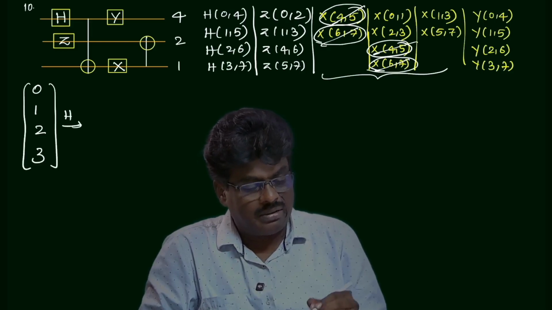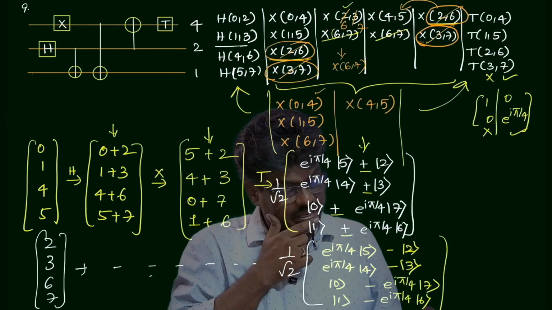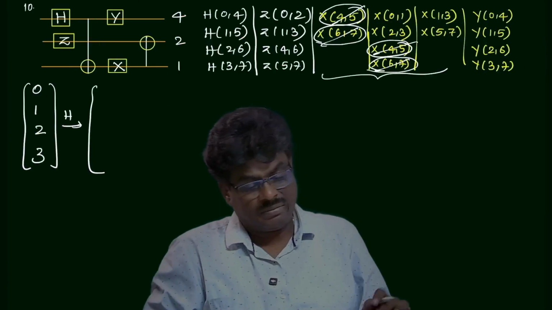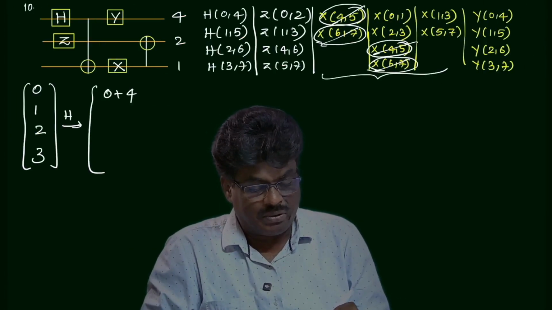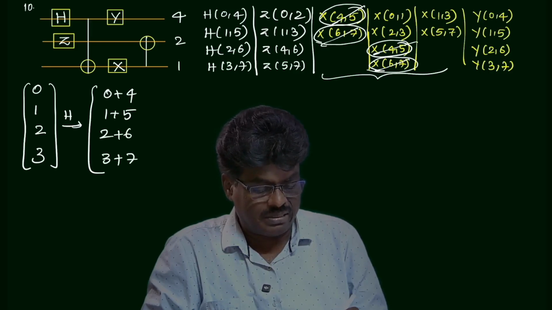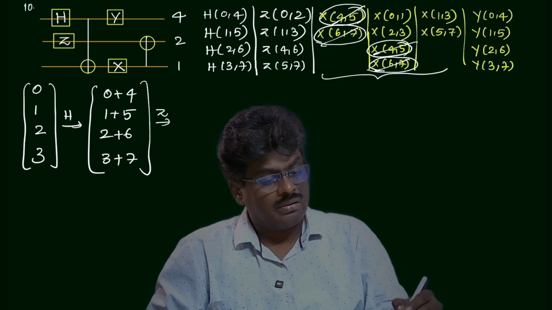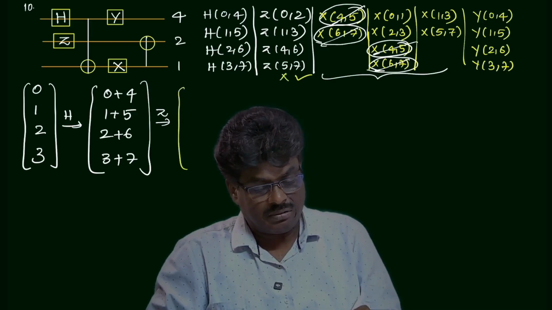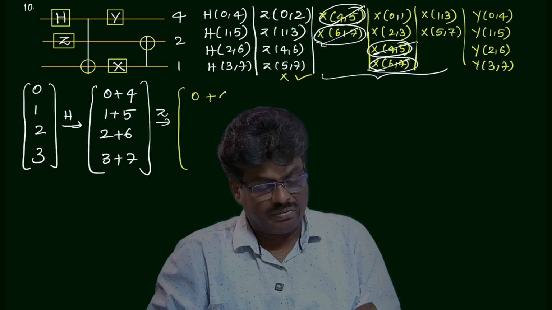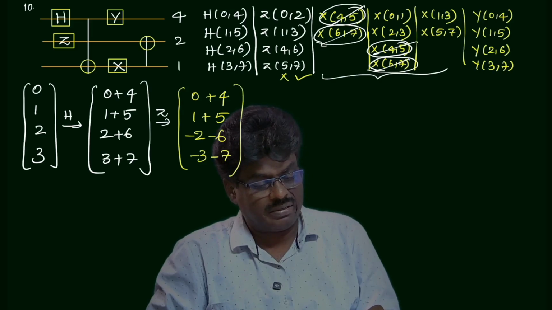So first a Hadamard, I'm not taking any normalization constant. Earlier problem, if I have not taken it, I request, yeah, I have taken already. Okay, so this is 0 plus 4, 1 plus 5, 2 plus 6, 3 plus 7. Next we have Z. This is off and on, 0 off, 4 off, 1 off, 5 also. 2 minus 2, 6 minus 6, 3 minus 3, 7 minus 7.